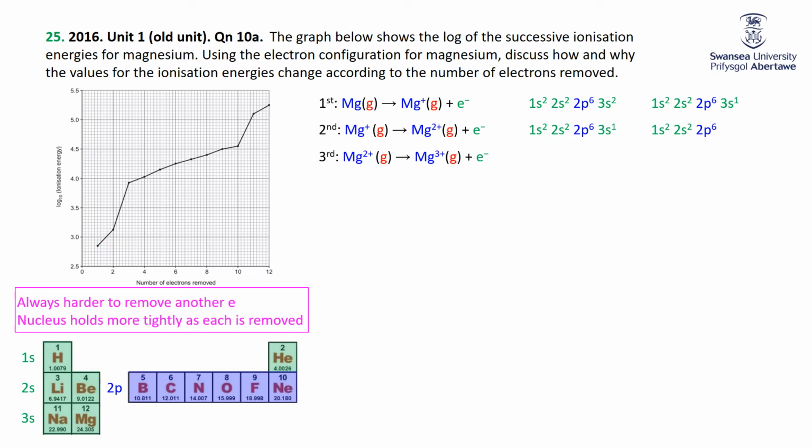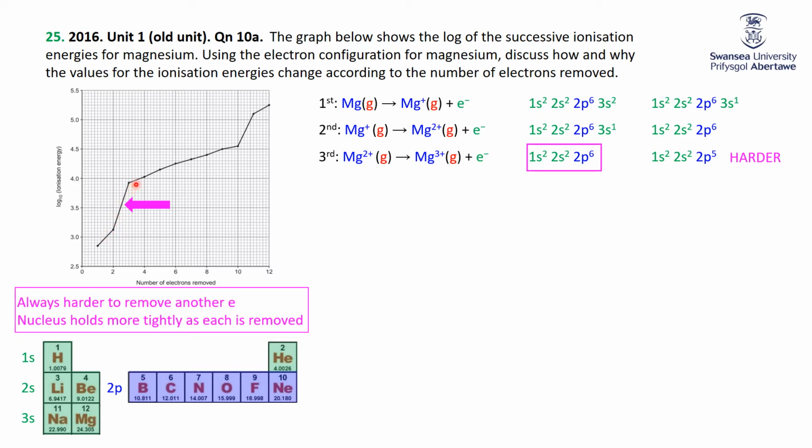But then for the third one, removing the third, we see a huge jump here. Look at that jump from removing the second to removing the third. That's because, of course, we're taking an electron out of an inert gas, a noble gas configuration, going from 1s2 2s2 2p6 to 2p5. So it's much harder than it should be, and that's why we see this big leap here. And remember, this is a logarithmic leap, which means the leap in actual values is much bigger.